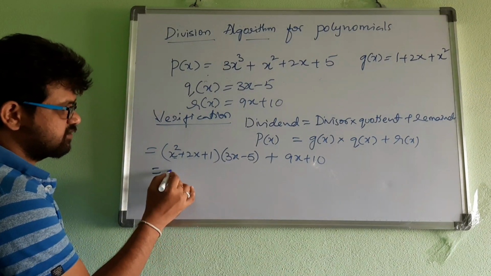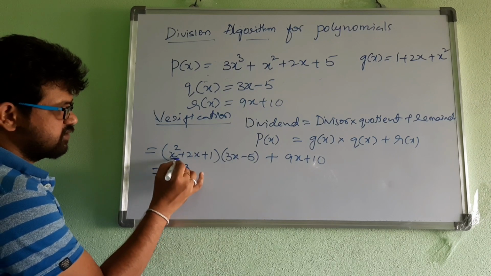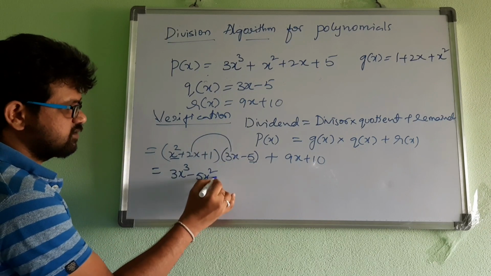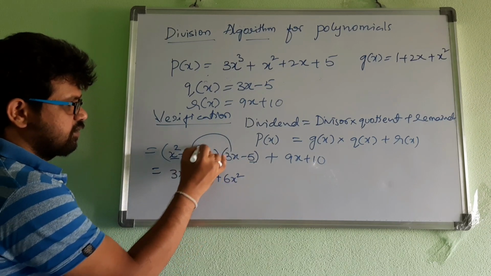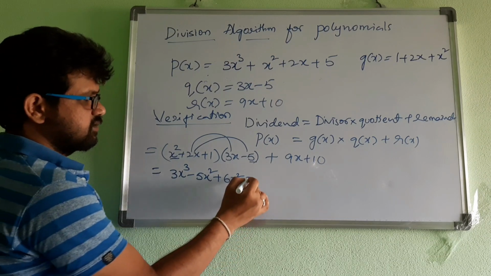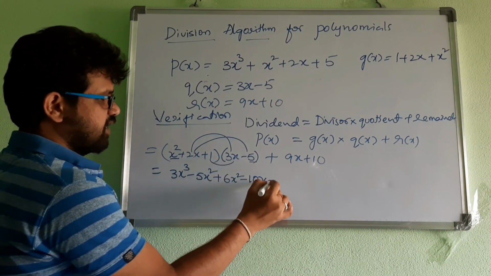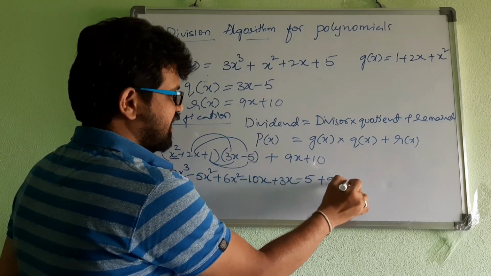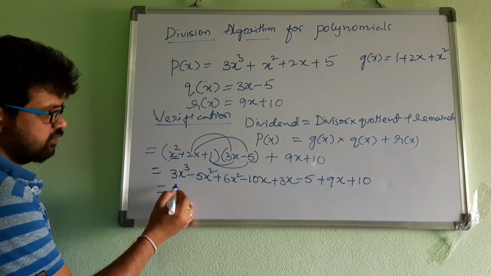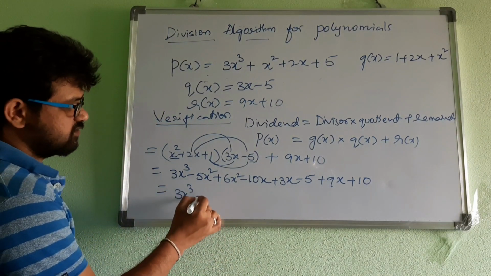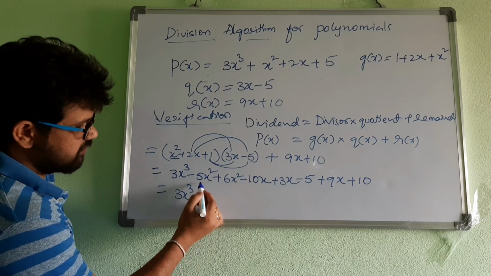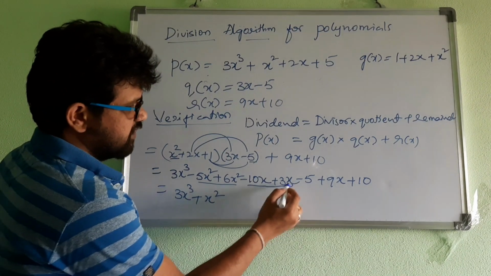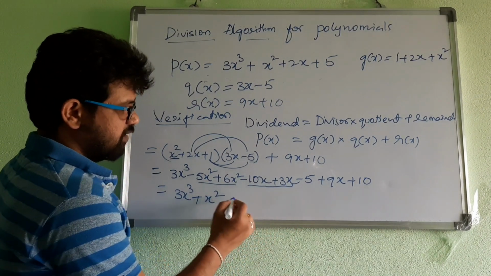x square into 3x is 3x cube, x square into minus 5 is minus 5x square, and 2x into 3x is 6x square, 2x into minus 5 is minus 10x, and 1 into 3x is 3x, and 1 into minus 5, plus 9x plus 10. So now 3x cube minus 5x square, add similar terms: minus 5x square plus 6x square is x square, minus 10x plus 3x is minus 7x.